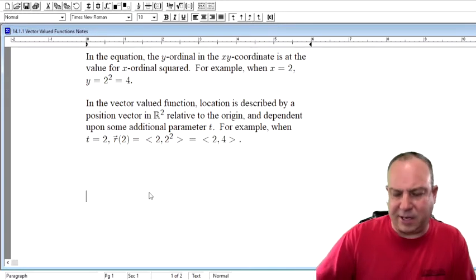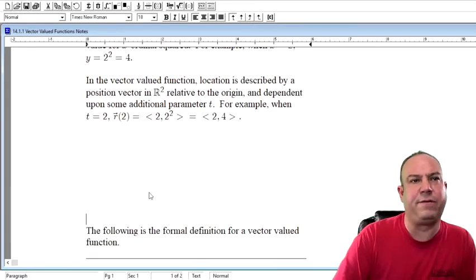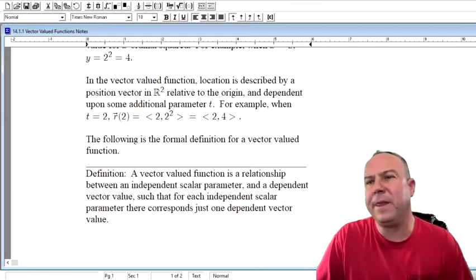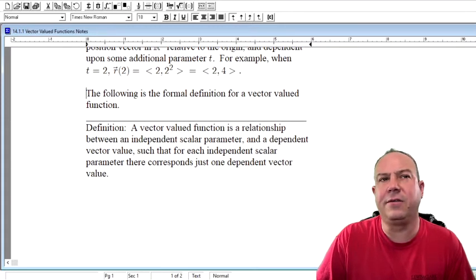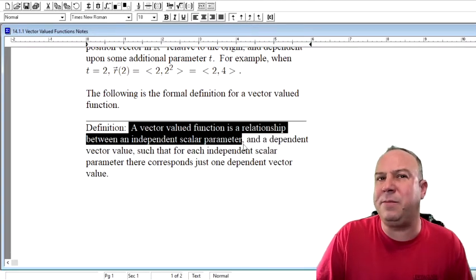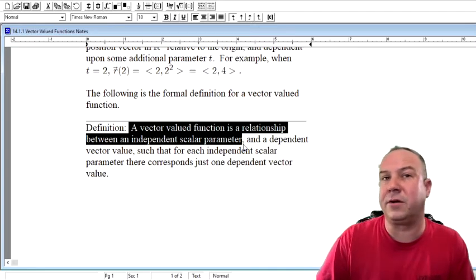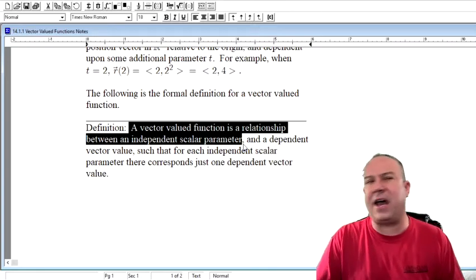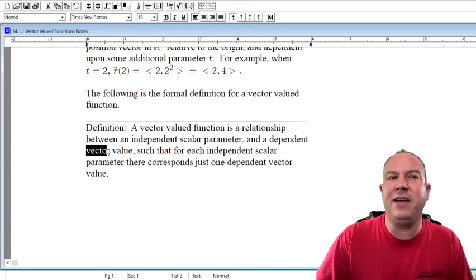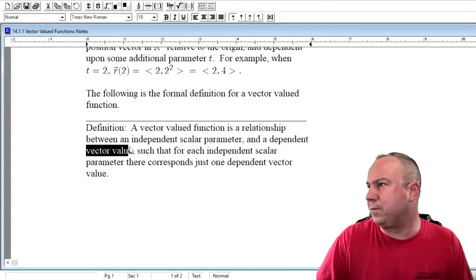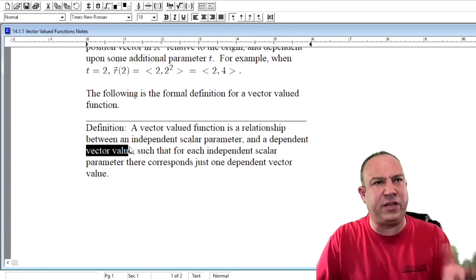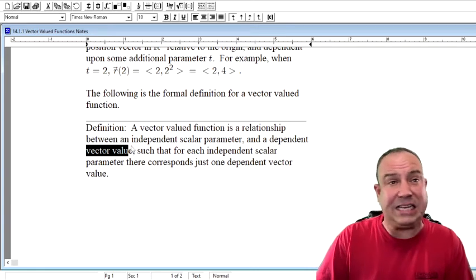I think from here I get into the formal definition. As for a formal definition of a vector valued function, right? We kind of go back to where I started, right? A vector valued function is a relationship between an independent scalar parameter, right? That's often that value of t that we use, right? And a dependent vector value, right? That dependent vector value represented by that value we've seen up above given by r bar of t.